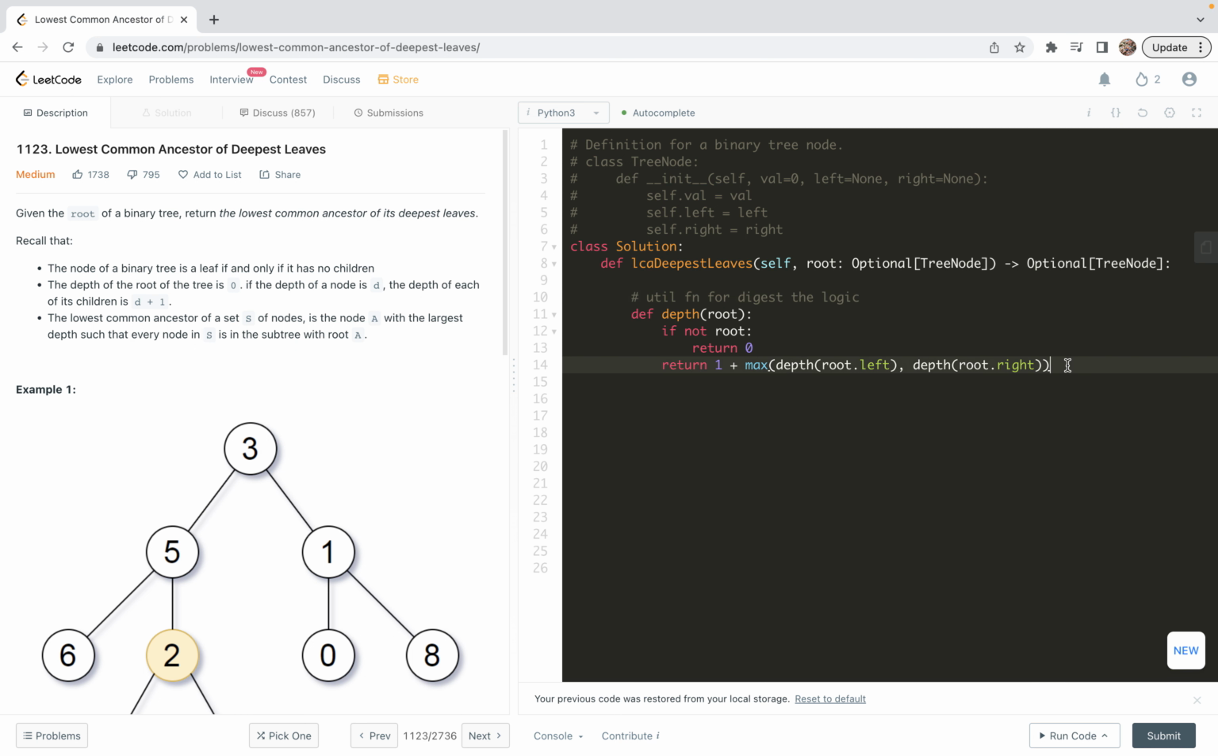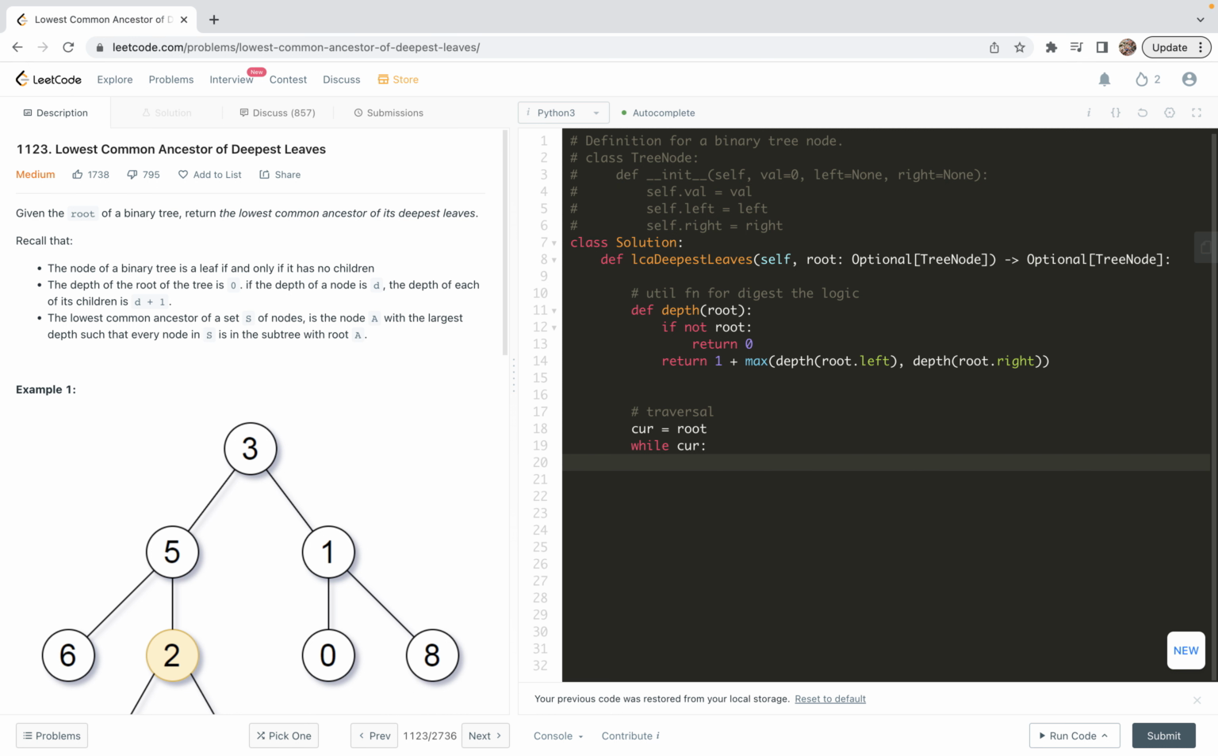And then we are going to do traversal. So this is a binary tree traversal, right? So what we are going to do, we set the current to be the root, and then while current, we are going to check the left subtree and the right subtree. So that is the depth of current left and the depth of current right.